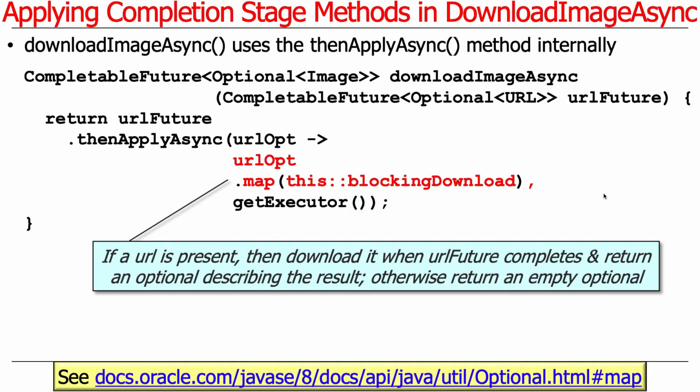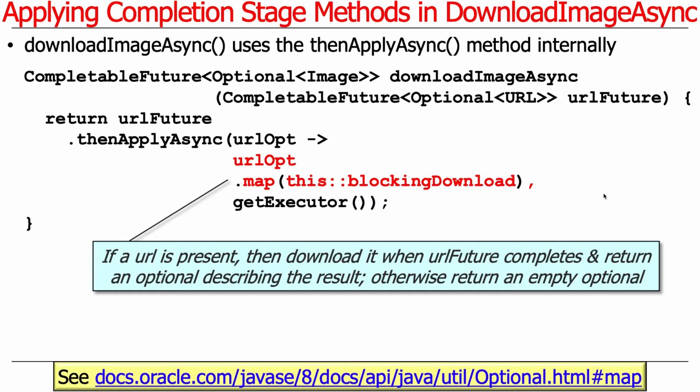The meat of this action says, once the future is completed, take the optional URL that the future pointed to and call its map method. Now, this map method is not a stream map method. This map method is a method defined on Optional. What Optional says is, if this optional is empty, ignore the action that's passed in. If this optional is not empty, in other words, we've actually got a URL that we want to download, apply this particular action or behavior.